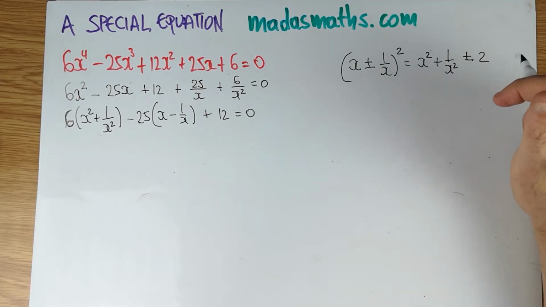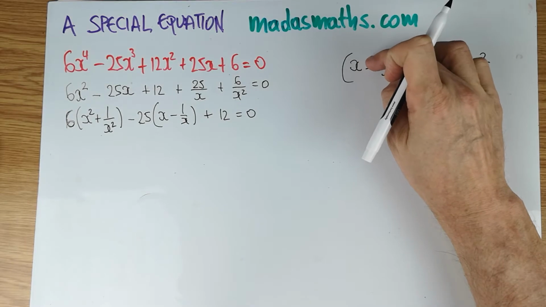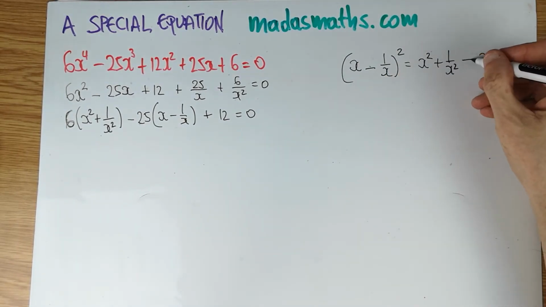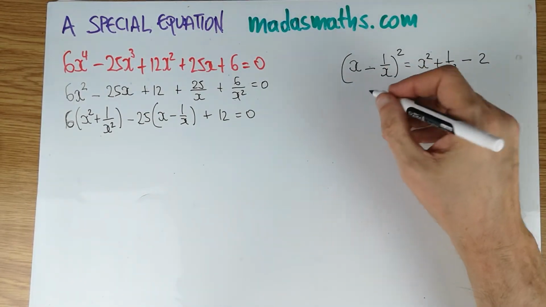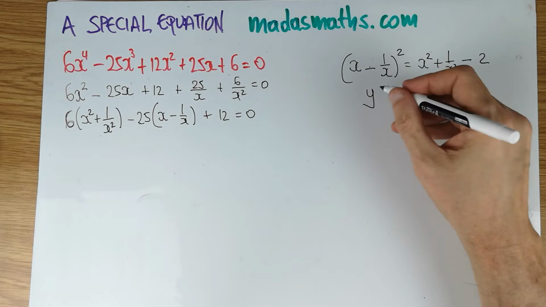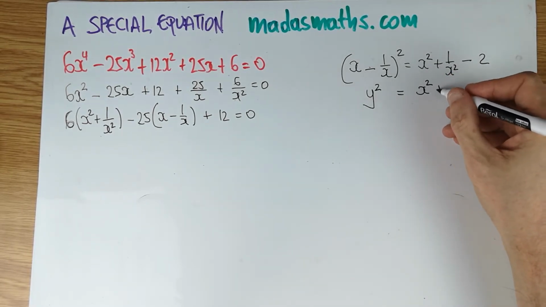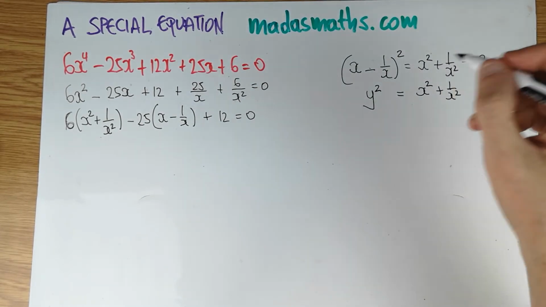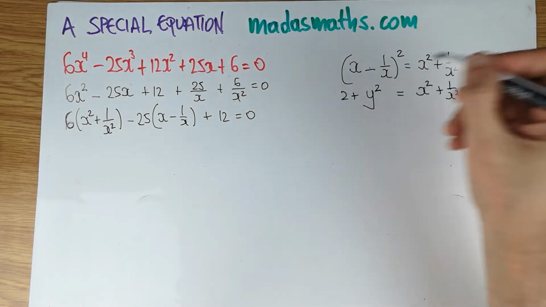So at the moment, the one that we want to use in here, I don't know if you can see it, is the one with the minus. Let me just remove this so you can actually see. If we call this particular quantity something else, let's say we call it y, so that's y squared. y squared is x squared plus 1 over x squared, and let's put the 2 to the other side. So 2 plus y squared.